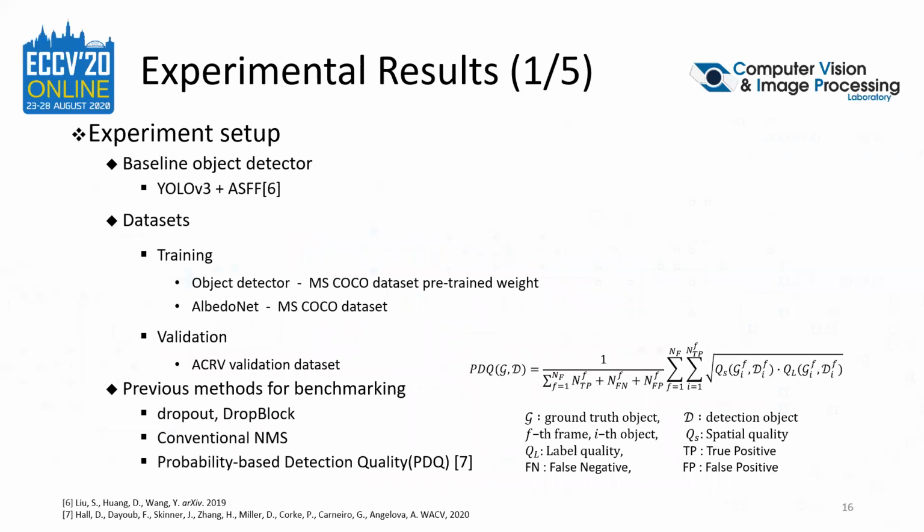Before showing the experimental results, I would like to describe the experimental environment. The baseline of the object detector is YOLO-V3 with adaptively spatial feature fusion. We used the pre-trained weights with the MS-COCO dataset. And for training of AlbedoNet, we also use the MS-COCO dataset. For validation, the ACRV validation dataset was used. The metric for comparison is the PDQ score. The definition of the PDQ score can be found in the lower right corner.